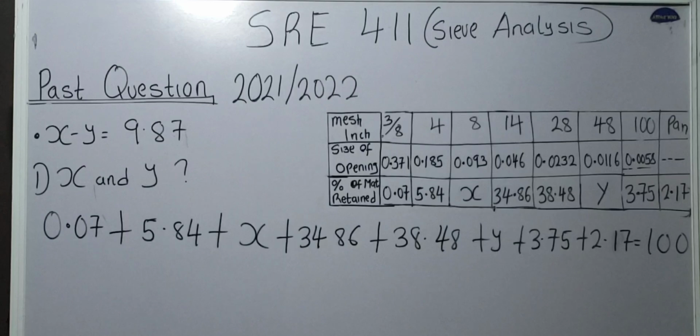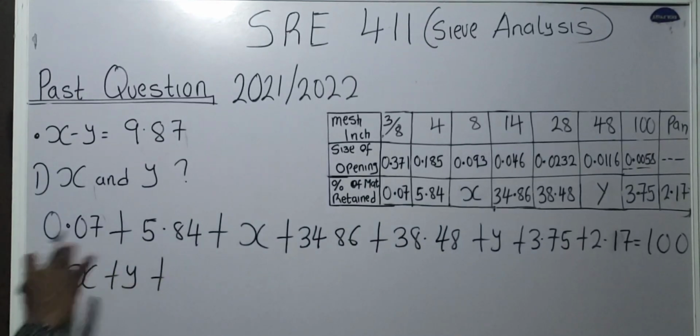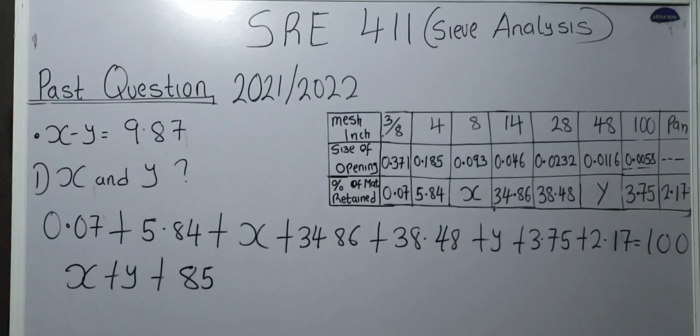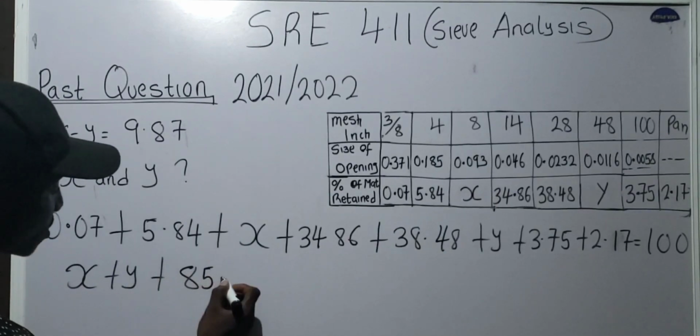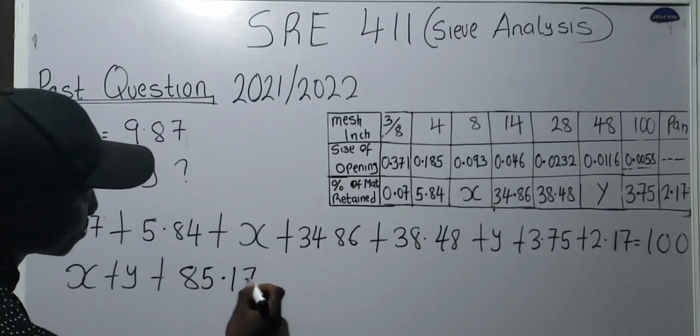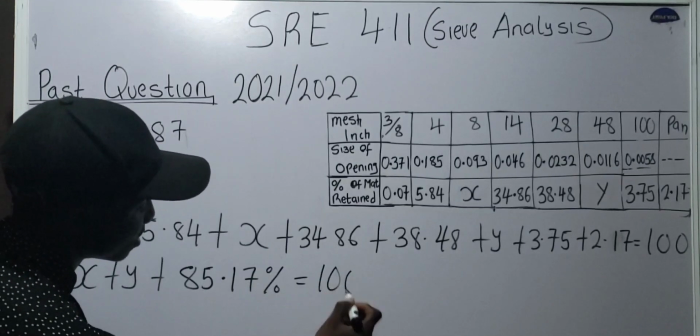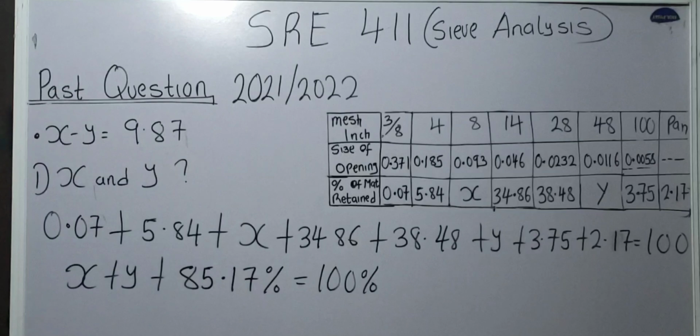So now let's add 0.07 plus 5.84. If you sum all that together, you're going to get x plus y plus, now add all the numbers together using your calculator. You're going to get 85.17. Don't forget your percent is equal to what? 100%. You understand? So let's proceed.